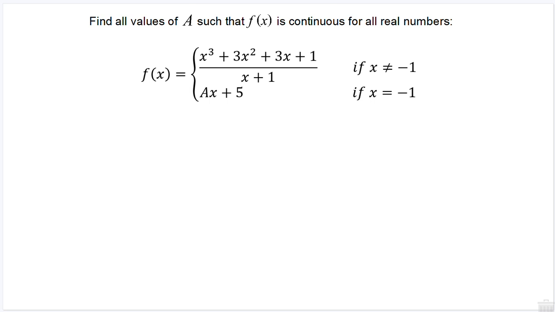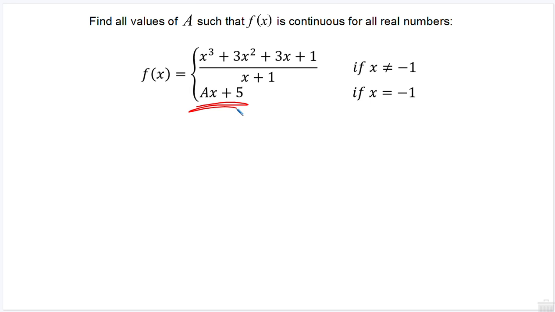So we got two last little things that we're going to do here. First one is we're going to find all values of a so that f of x is continuous for all real numbers. We should note that the only discontinuity of either piece of this piecewise function would be at negative 1, from the x plus 1 being in the denominator there. So it could be continuous for all real numbers as long as we can find an a value that makes both sides match up.